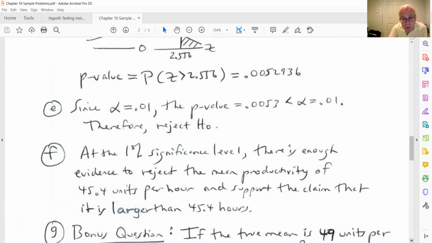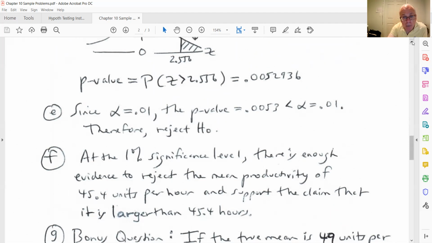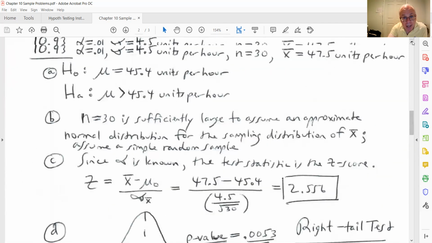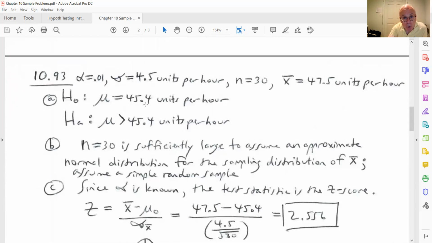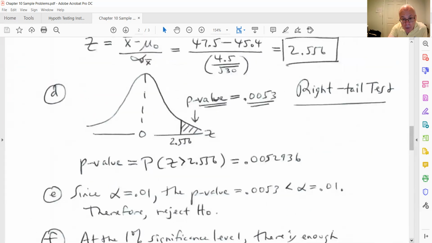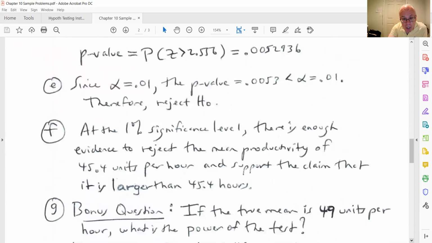Now, the bonus question is, what if the true mean is 49, not 45.4? What if the true mean is 49 units per hour? Something bigger than 45.4. What is the power of the test? Take a minute, see if you can think about how to at least set it up. I'll show you the answer in about a minute.